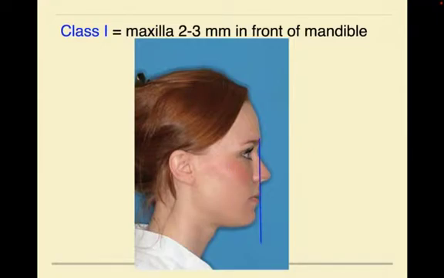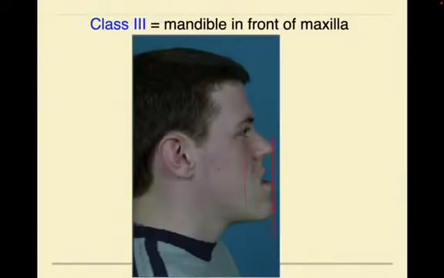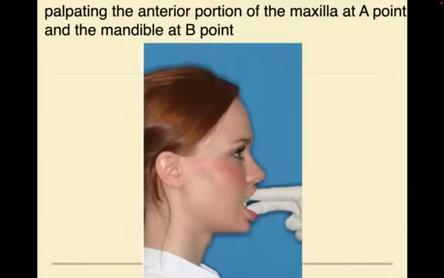So you can see this is the A point, this is the B point. The difference between them should be 2 to 3 millimeters, and that's when we call the patient a class 1. If this difference is more than 2 to 3 millimeters, then we are talking about a class 2 patient. If the difference is reversed, where the mandible is ahead of the maxilla, we call this a class 3 skeletal relationship.